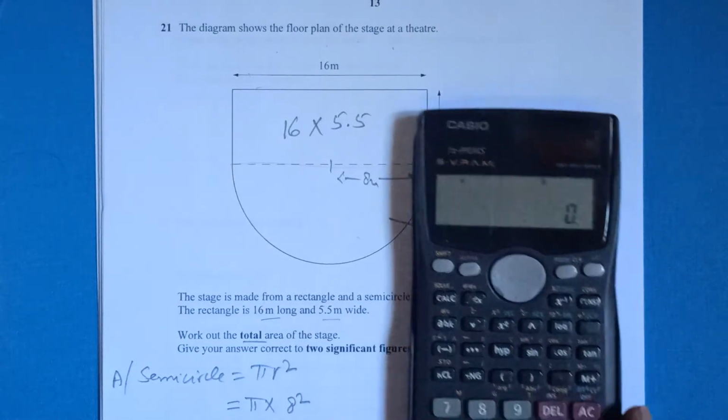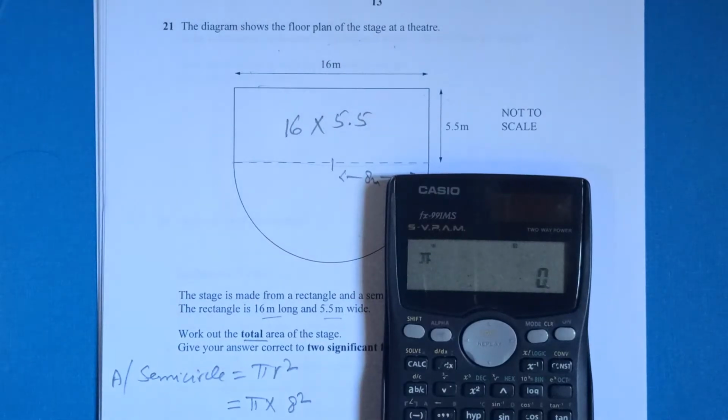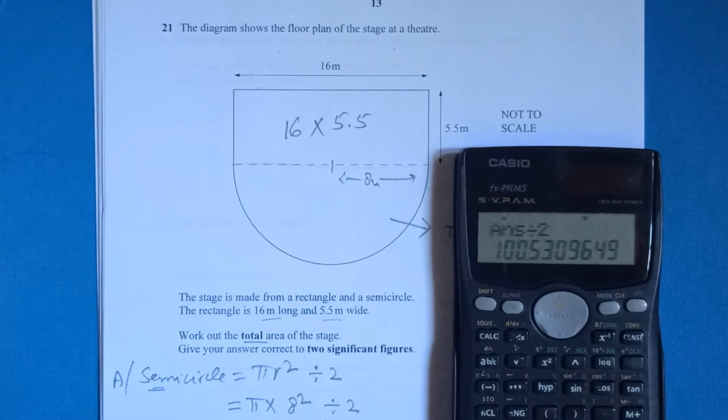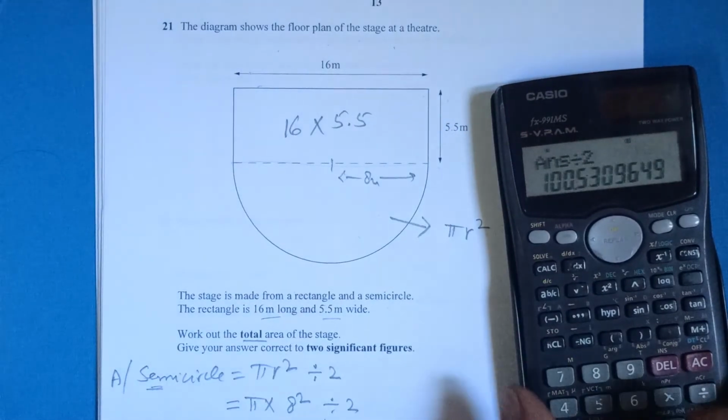So we can use a calculator. So this is pi times 8 times 8. This is 201.06. But we have a semicircle here, so we will divide this entire number by 2. So divided by 2, we are getting here 100.53 meters squared. So this is the area of the semicircle.